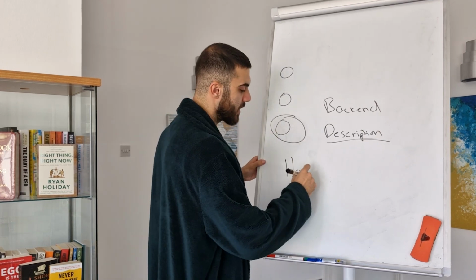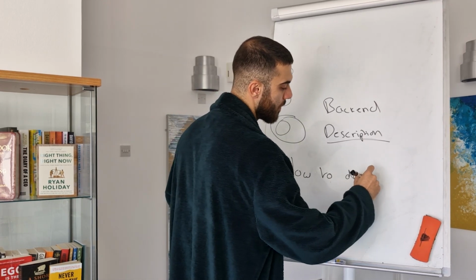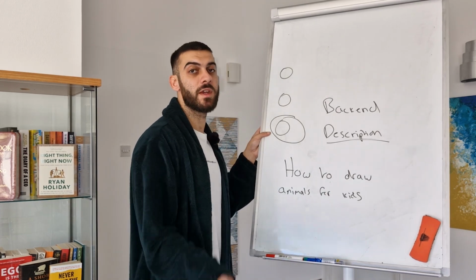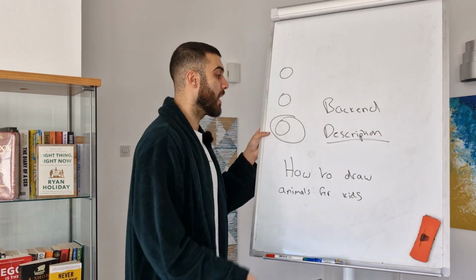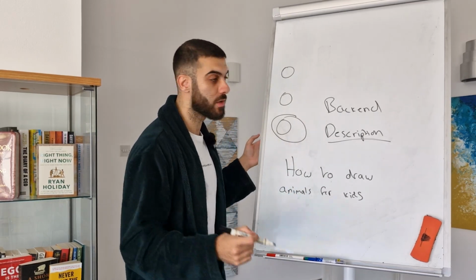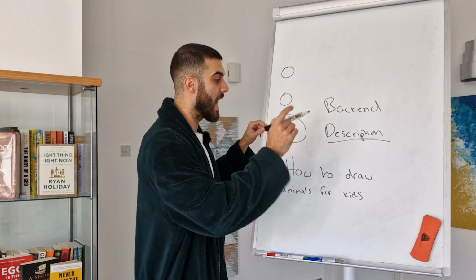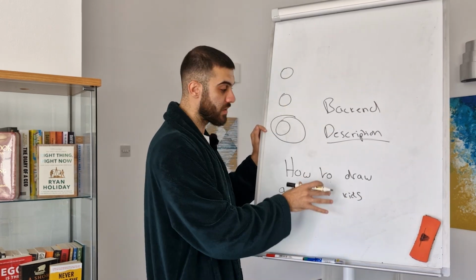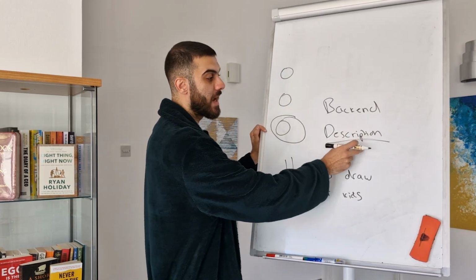So if your keyword is how to draw animals for kids and I'm increasing the bid, 2 weeks have passed and my bid is on 130 and I still don't have a bunch of impressions, then here's what I'm going to do. I'm going to keep increasing the bid. However, I'm going to take this keyword, how to draw animals for kids, and I'm going to create a sentence with this keyword inside and then add it to my description.